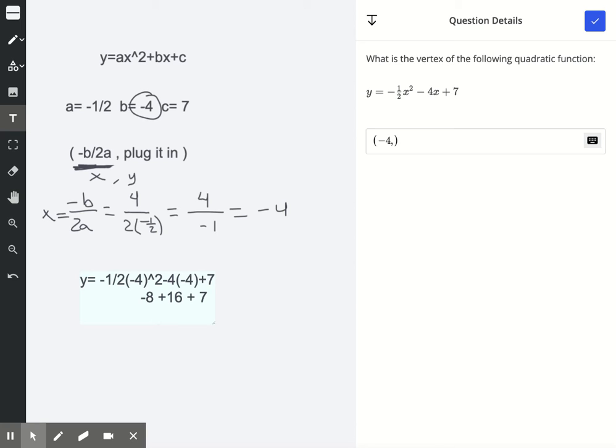Negative 8 plus 16 is positive 8. Plus 7 is 15. Okay. So my y is 15 because remember this was a y, and so y became a 15. So my vertex is negative 4, 15. Now the next thing I'm going to show you is, okay, now what? Well, negative 4, positive 15 is here, and so I know my vertex is there. And then we would use the 1a, 3a, 5a to plot the rest of the points. But again, all of this was just to find that first point, which is tough.